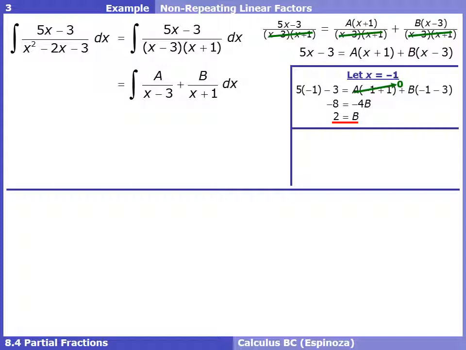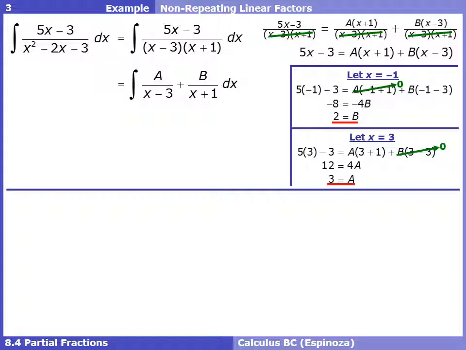What value of x will help us find the A value? Well, you'll notice with the B, we have x minus 3, so to wipe that term out, we of course want x to be equal to 3. When we plug in 3 for all of our x values and simplify, we'll end up with 12 equals 4A, and when we divide by 4, we'll of course end up with A equals 3.